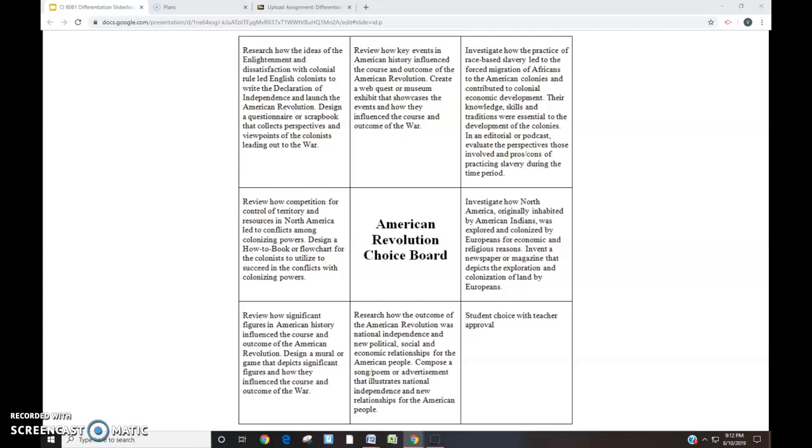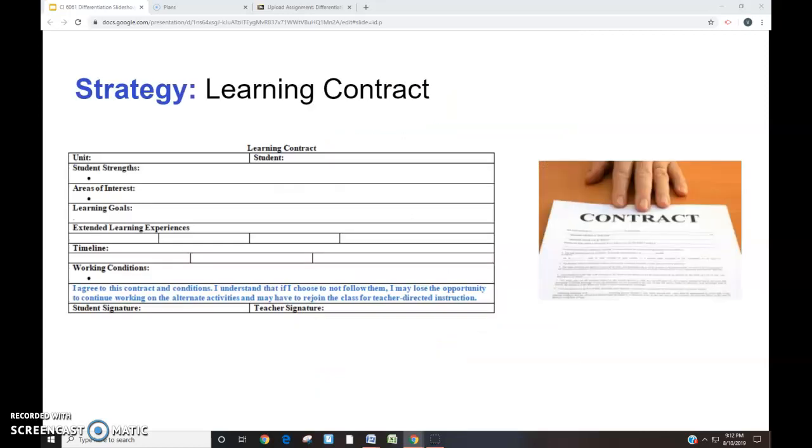A key question for teachers is, what activities on this chart stick out to you the most? How would you design a student choice board for your students?